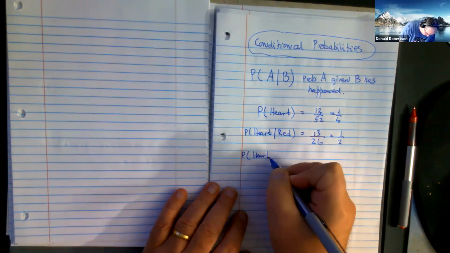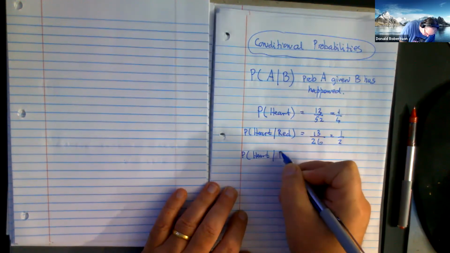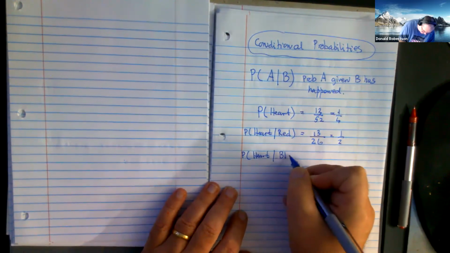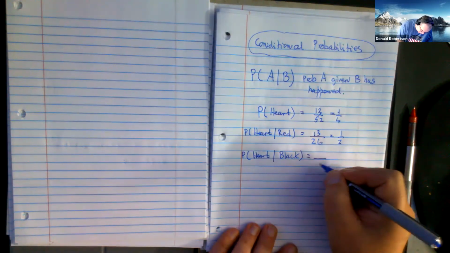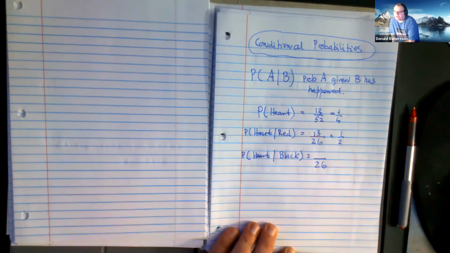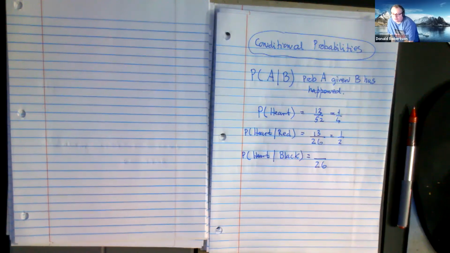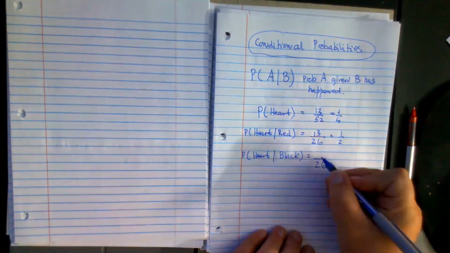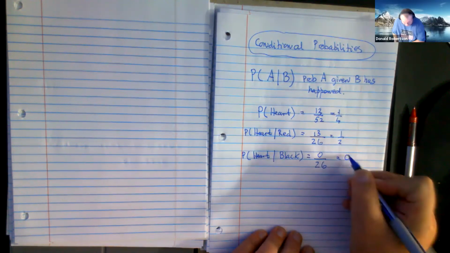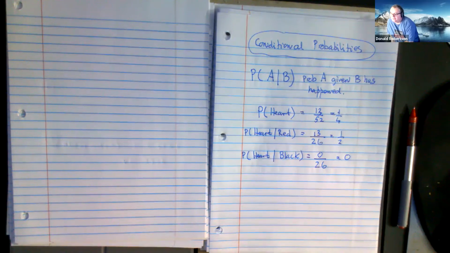What's the probability that it's a heart, given that it was a black card? Oh, well, since I know it's definitely a black card, there's 26. How many of those black cards are hearts? 0. In this case, hasn't that basically destroyed your chance of getting a heart?